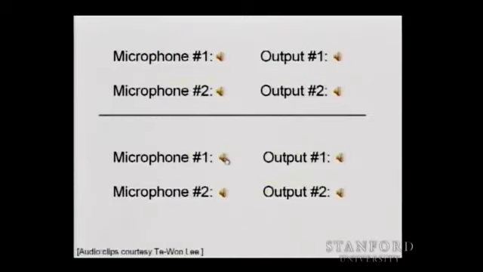1, 2, 3, 4, 5, 6, 7, 8, 9, 10. So the poor guy is now at the cocktail party where he's talking to his radio. 1, 2, 3. There's a second recording. 5, 6, 7, 8, 9, 10.